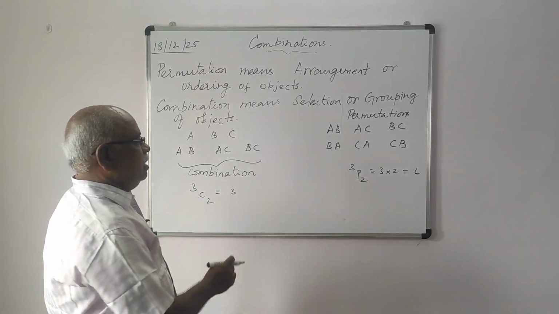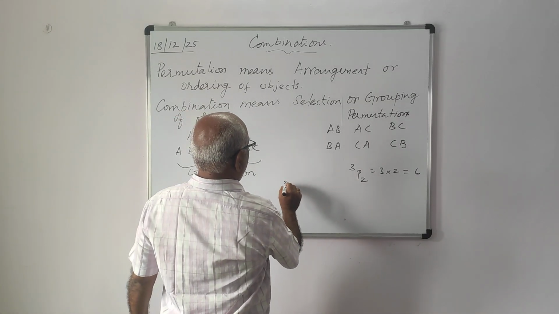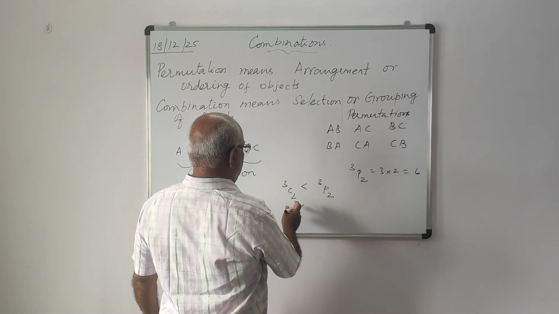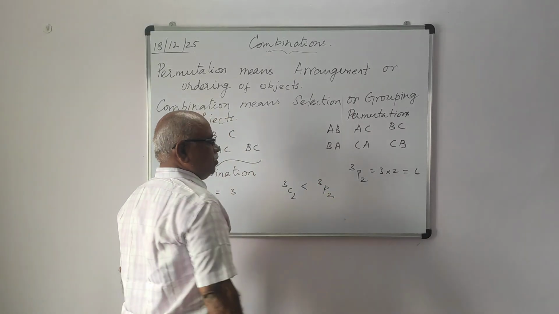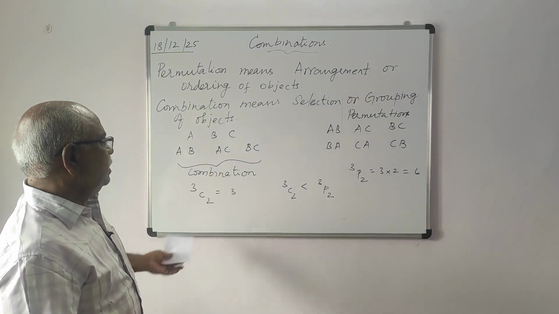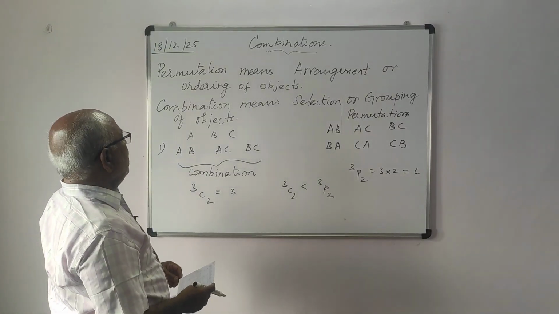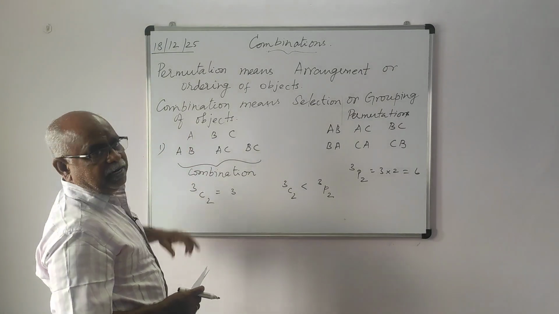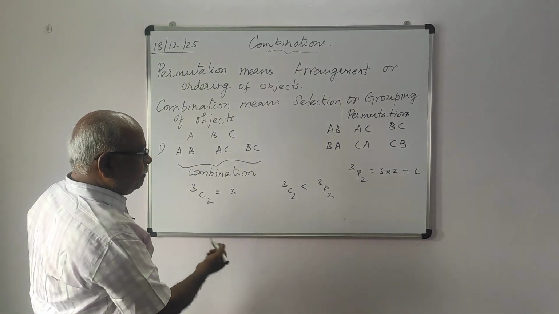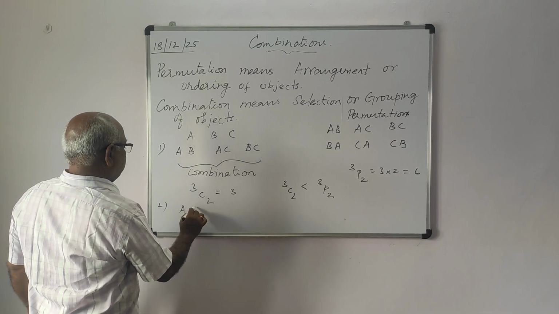From this we can see the number of combinations is less than the number of permutations. So 3C2 is less than 3P2, or otherwise 3P2 is greater than 3C2. Permutation is always greater than the combination. Like that, this is an example. I am selecting two students out of the three students. This is a combination.